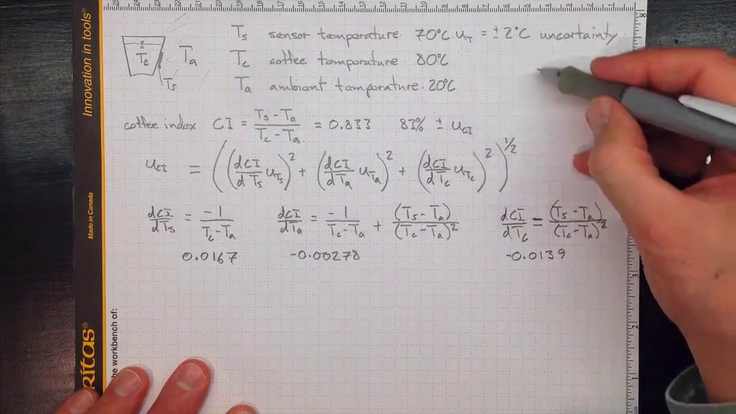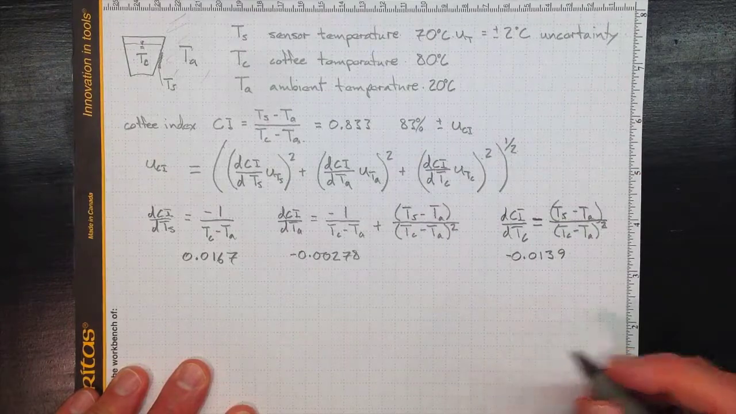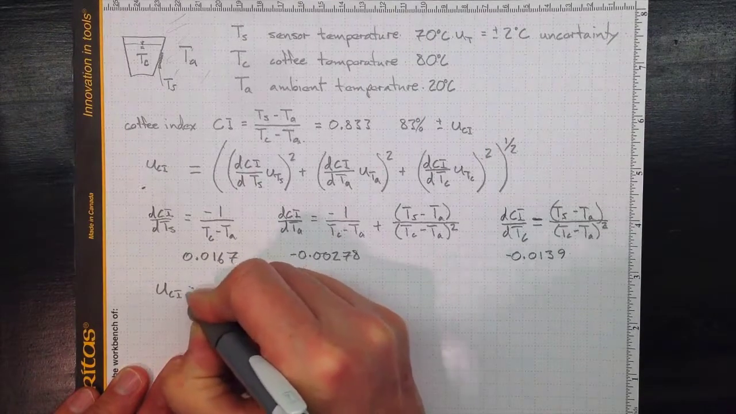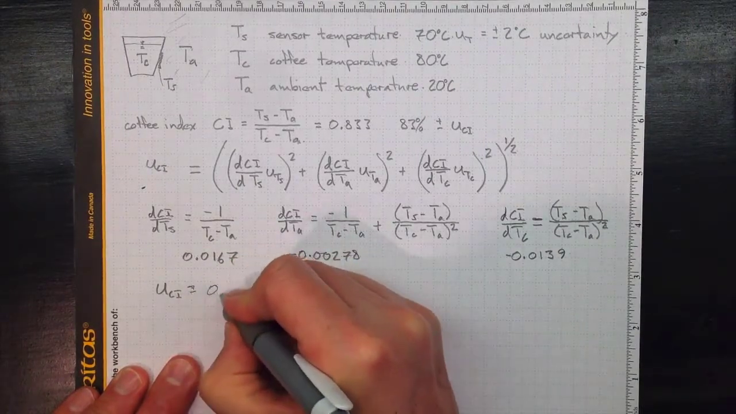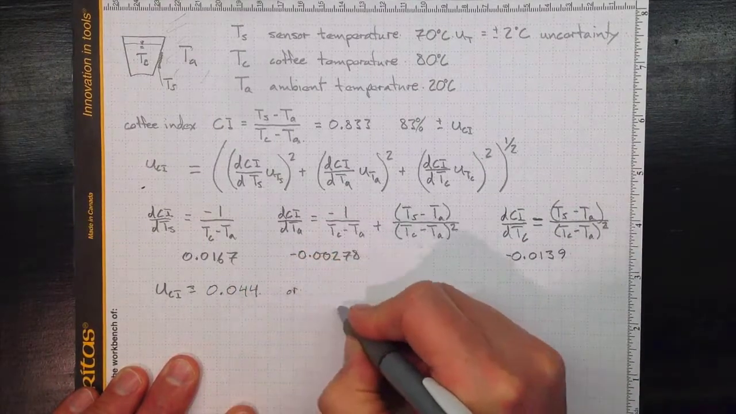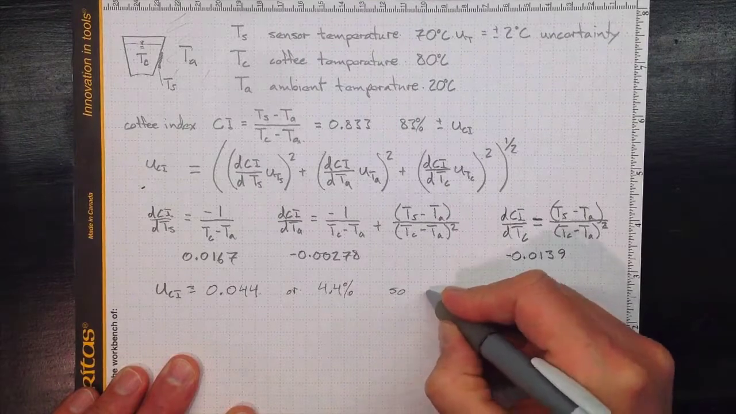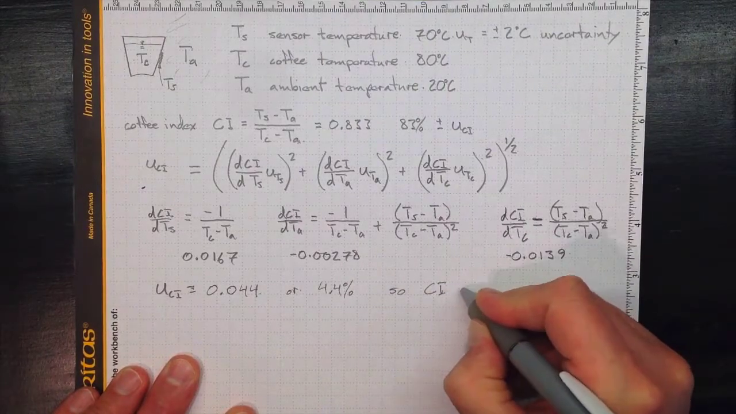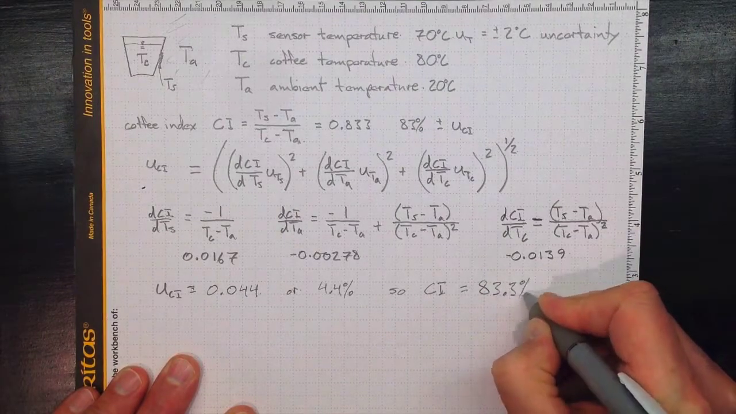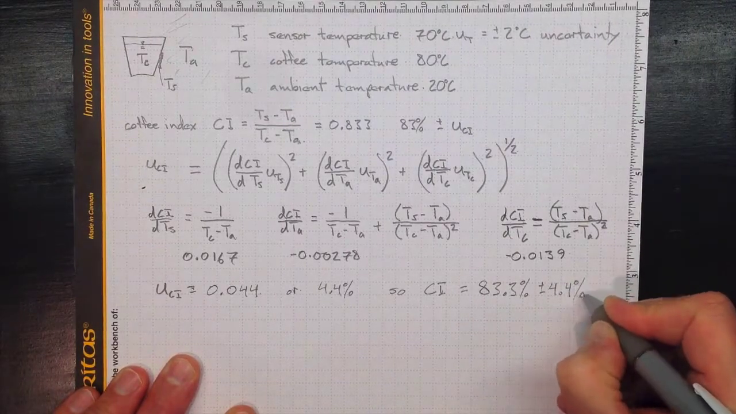Multiply each of those by 2 for 2 degrees Celsius in here, square them, add them up, and take the square root, and I wind up with an uncertainty in Ci equal to 0.044, or 4.4%. So the Ci that I measured is equal to 83.3% plus or minus 4.4%.